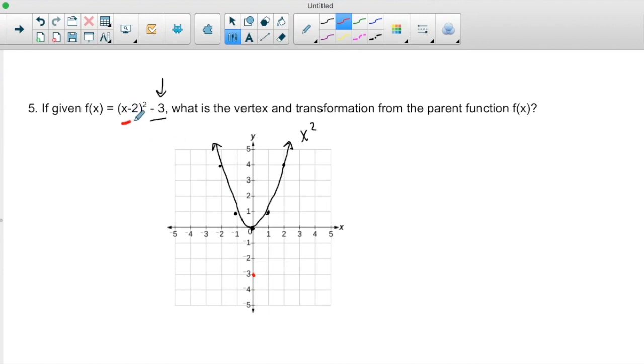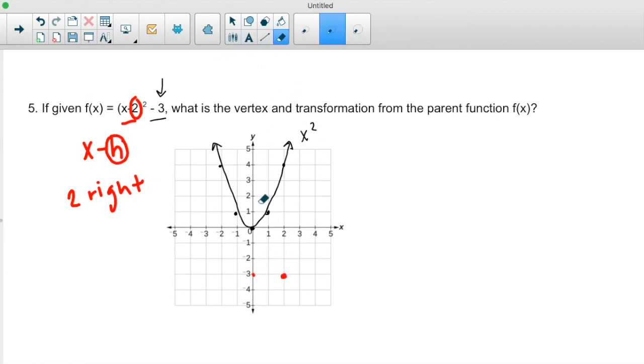But then we had a horizontal change. And because it says -2, remember the formula says x minus h. So we just want to look at h. So h is just 2. That means it moved 2 units right. So from here, we're going to move 2 units to the right. 1, 2. So this is actually our vertex. Okay?